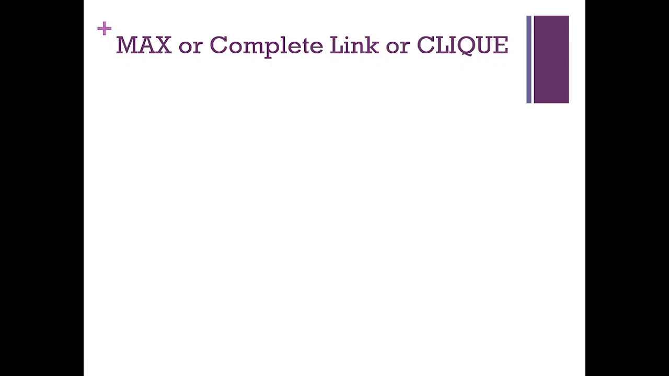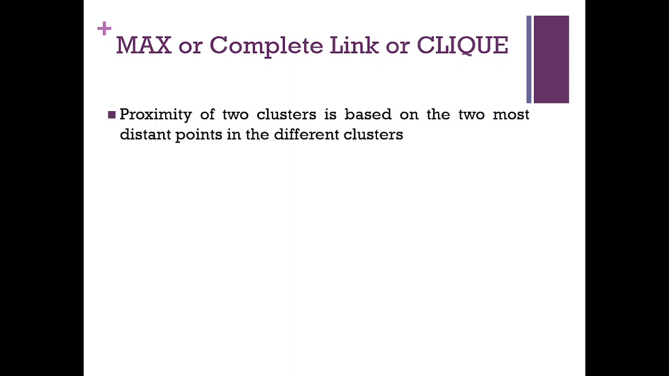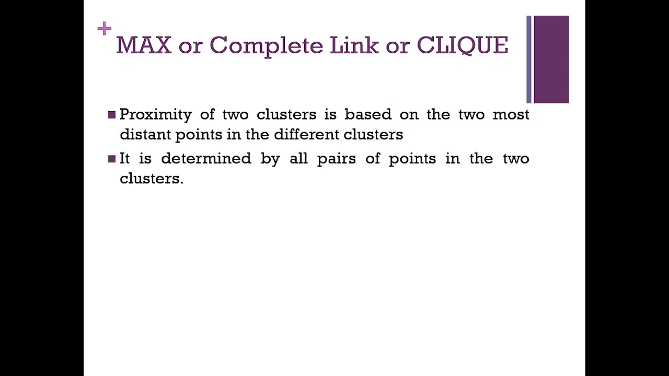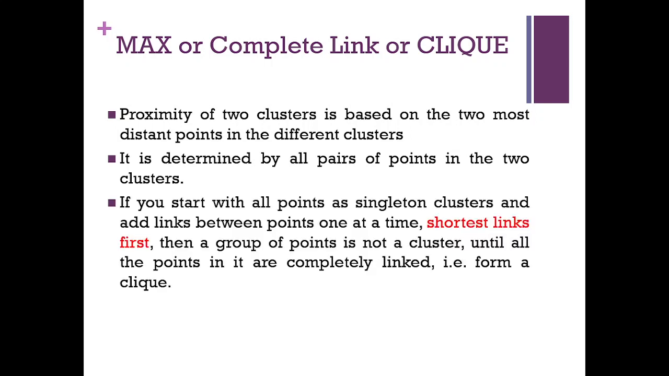Now the next one is max or complete link, also known as CLIQUE. Here, the proximity of two clusters is based on the two most distant points in different clusters, while in min, we're talking about the nearest two points in two clusters. Here we're talking about the most distant point in the different cluster. It is determined by all pairs of points in the two clusters.